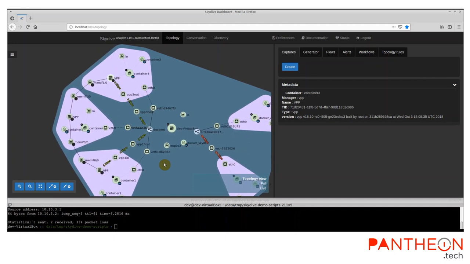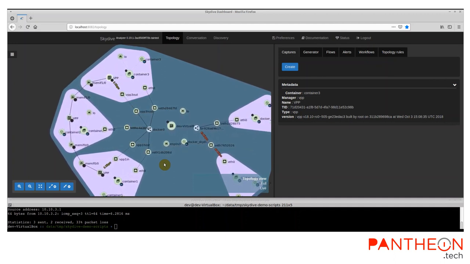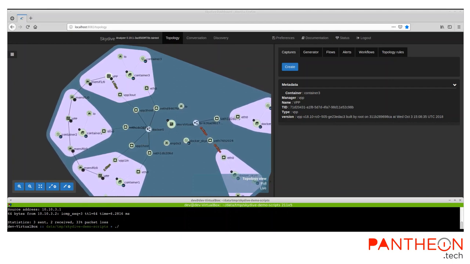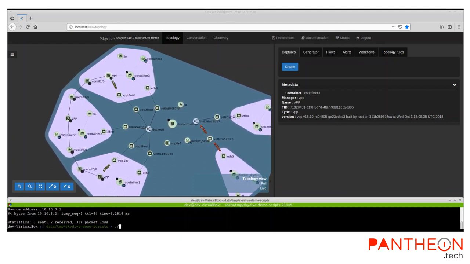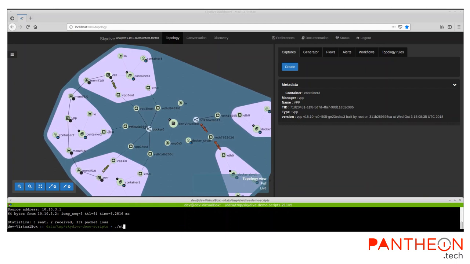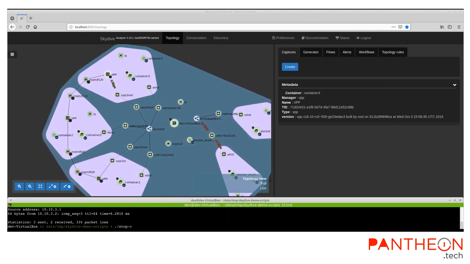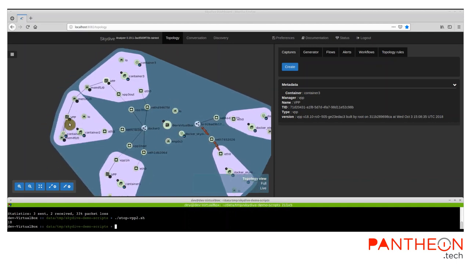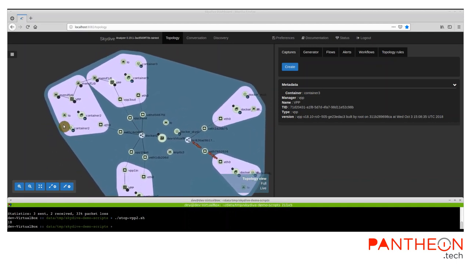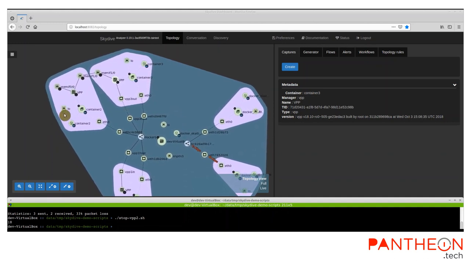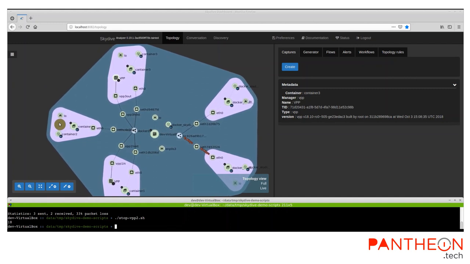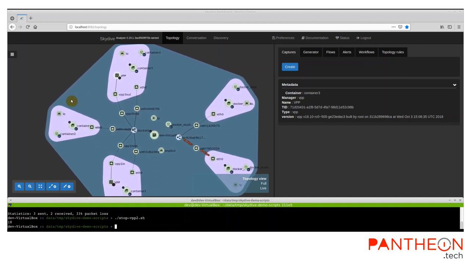So for example, we can stop the VPP instance in container 2 and see what is going to happen. The VPP instance is gone, and also the memif tunnels connecting it to other VPPs are gone too.